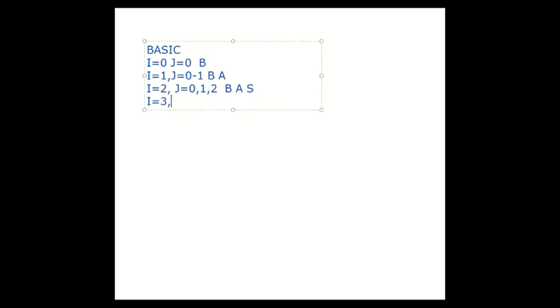Then i equals 3. a equals 0, 1, 2, 3, 4; the j loop will execute 5 times. We are printing b, then a, then s, then i. So what is happening with charAt(j)? 0, 1, 2, 3, 4. We are printing b, a, s, i and c like this. So we are printing b in the first case, then ba, then bas, then basi, then basic. We are printing like this.